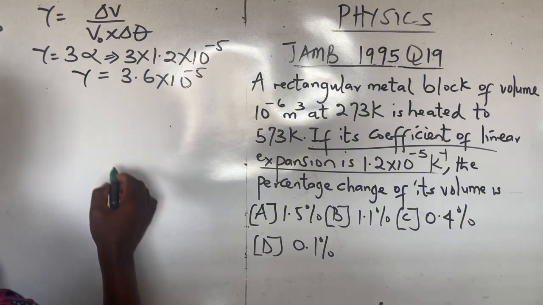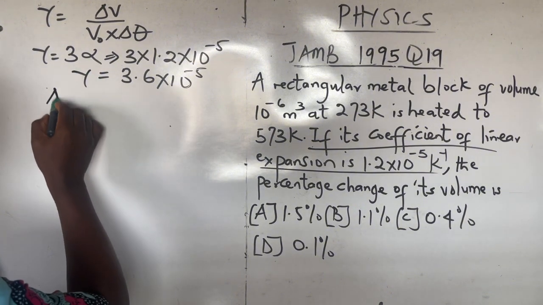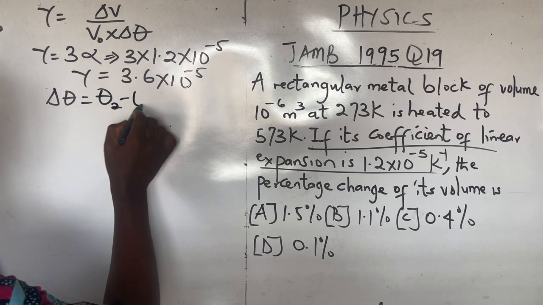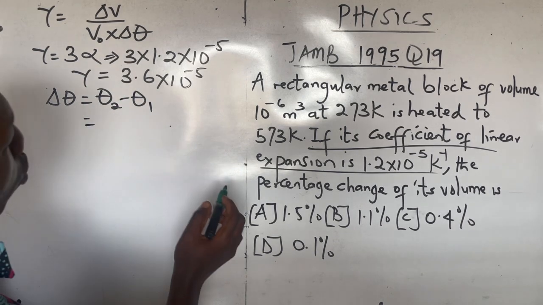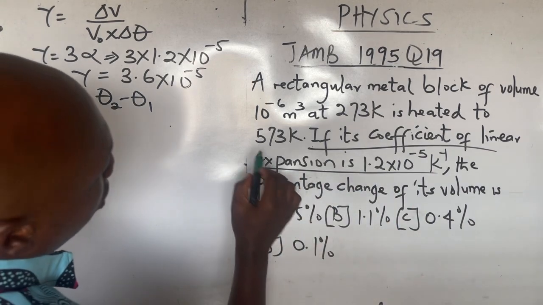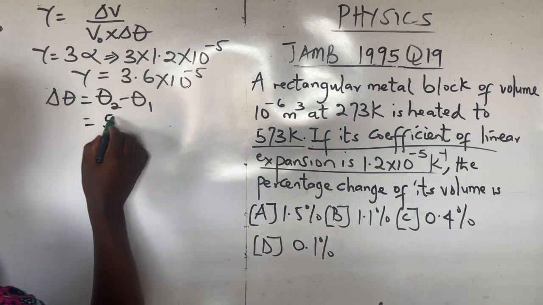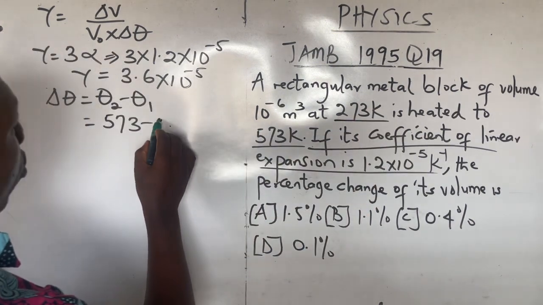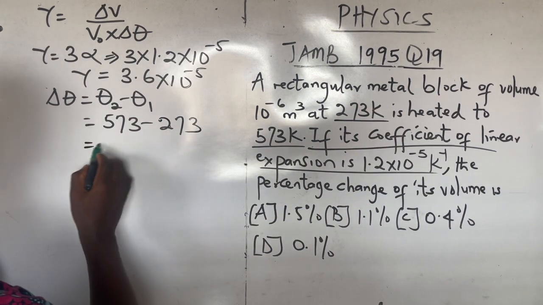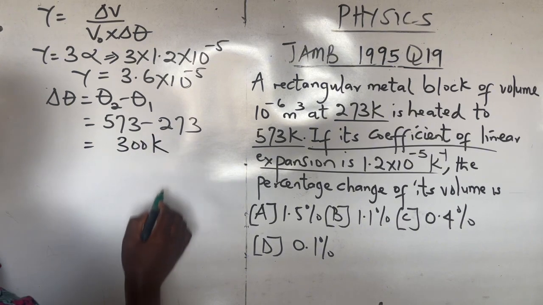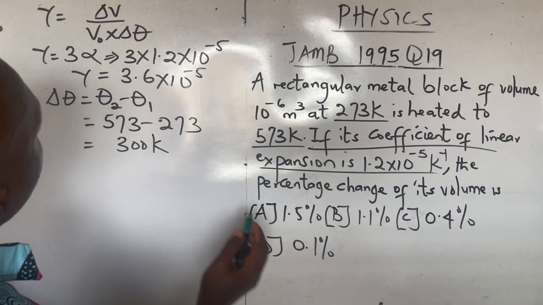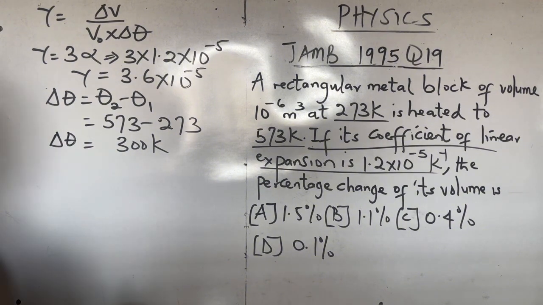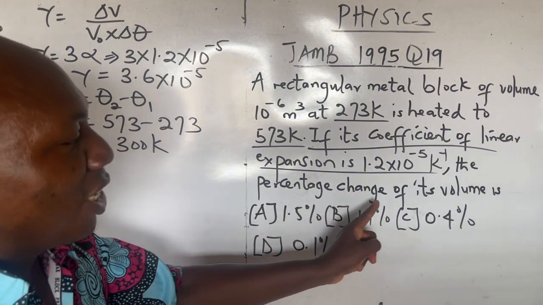That is for gamma. But we also have change in temperature. Change in temperature is theta 2 minus theta 1. Our theta 2, the final temperature, is 573. Our initial temperature is 273. So when we subtract, we have 300 Kelvin. Those are the information given in the question.